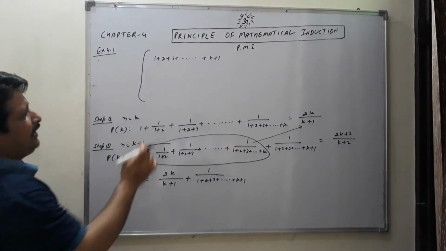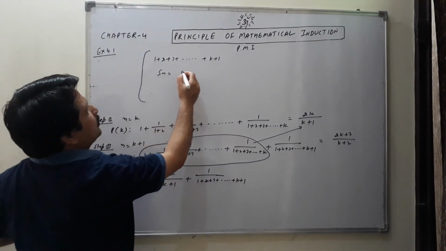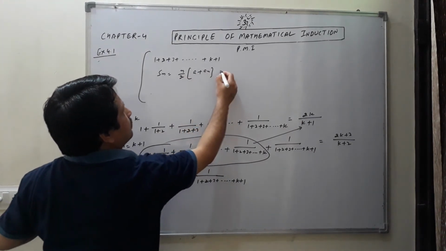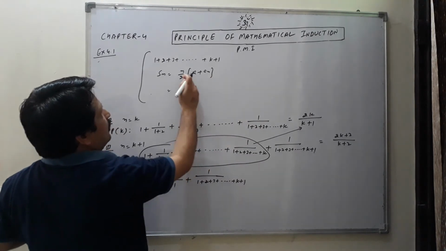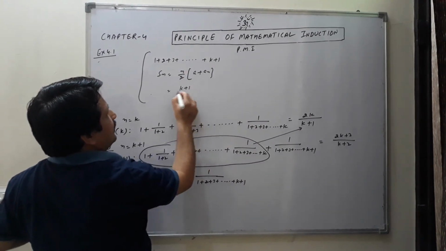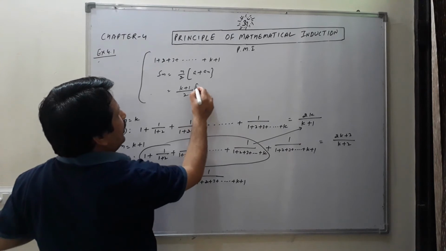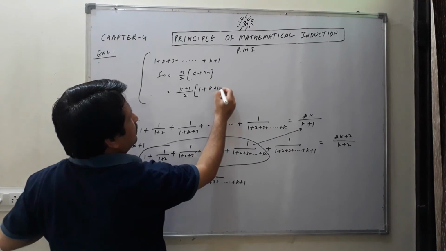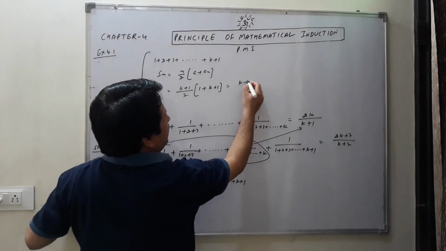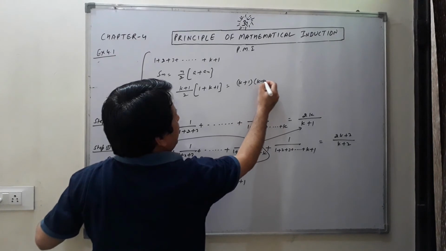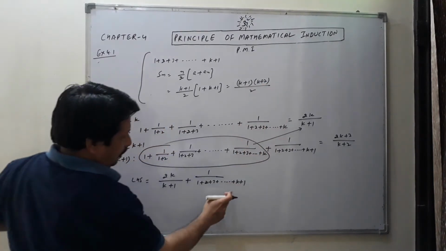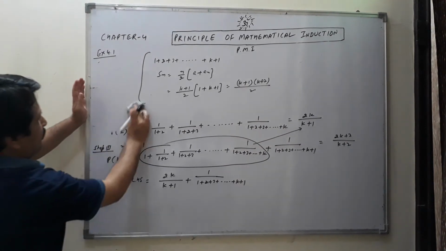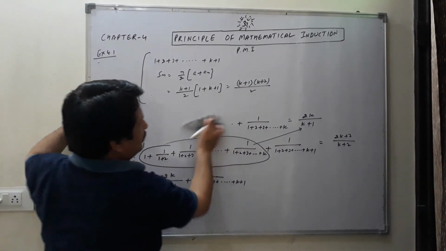We have the formula Sn equal to n by 2 into a plus an. Now what is n? That is k plus 1. So k plus 1 upon 2 into a is 1, an is k plus 1. So students, what will you get? You will get k plus 1 into k plus 2 upon 2. When we solve it, this value will come. So I am putting this value now. I am going to solve the third part here.